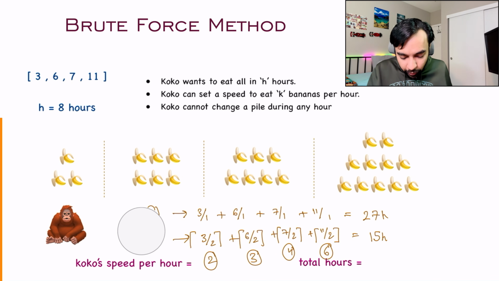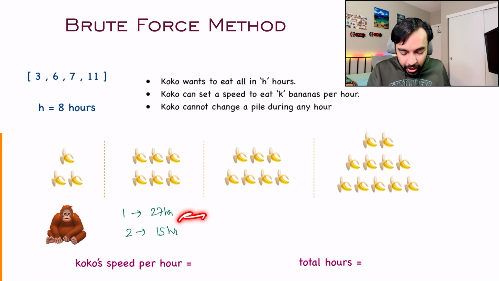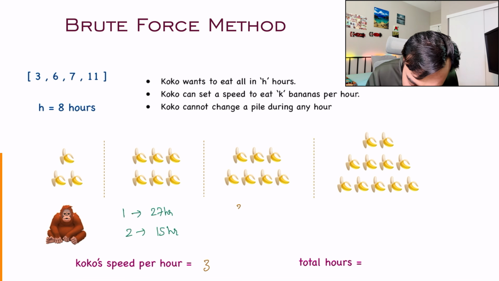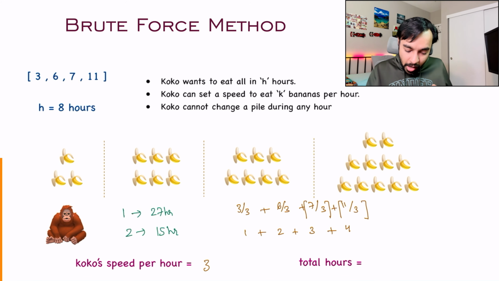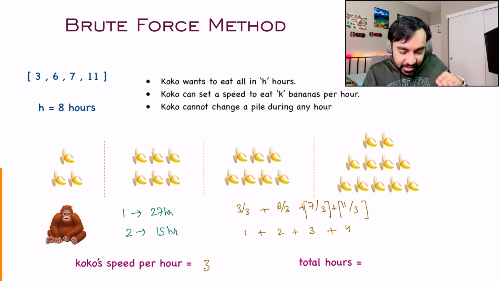So basically what we are doing is, we are iterating over each of the speeds. For a speed of 1, you will need 27 hours. For a speed of 2, you will need 15 hours. Similarly, you will go ahead and try the speed of 3. For a speed of 3, you will get your values 1 hour, 2 hours, 3 hours and 4 hours. That is because you take the ceiling value.